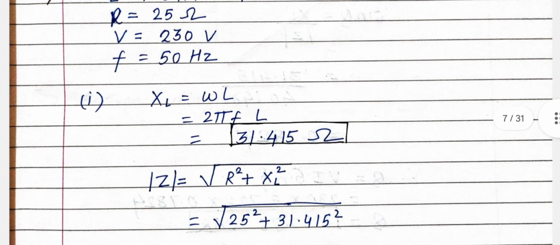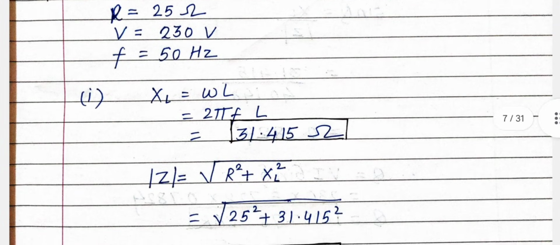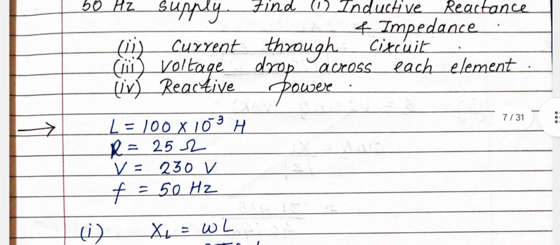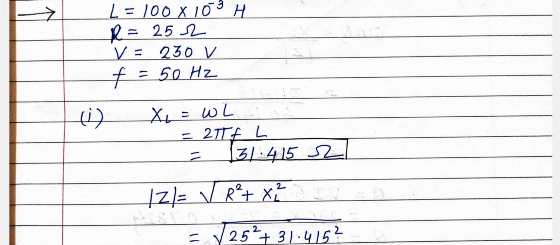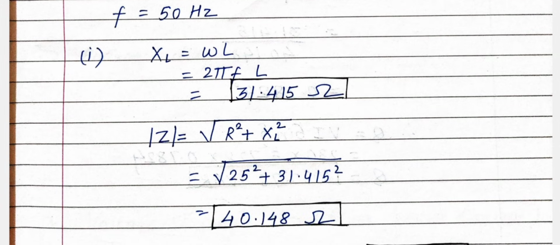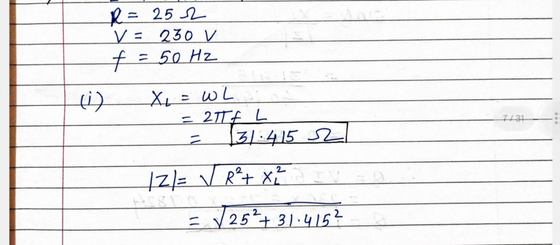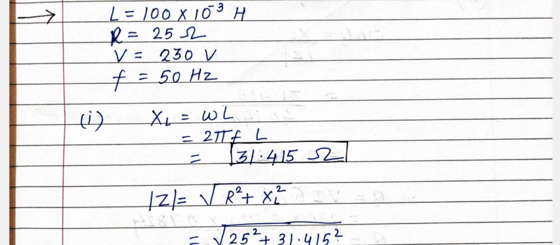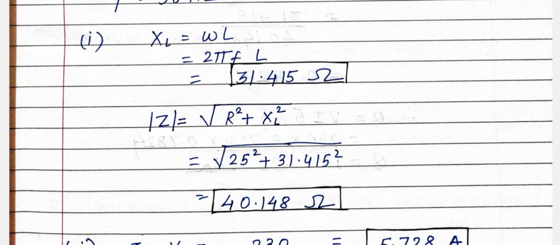Very simple, it is just the game of formulas. First, it is asked about inductive reactance. We all know what inductive reactance is. It is XL, its formula is omega L, and omega is 2 pi F. So here you write 2 pi F into L. The frequency given to us is 50. Just put in your calculator 2 into pi into 50 into L, which is the inductance given, 100 into 10 raised to minus 3, and you will finally get the inductive reactance, 31.415 ohms.